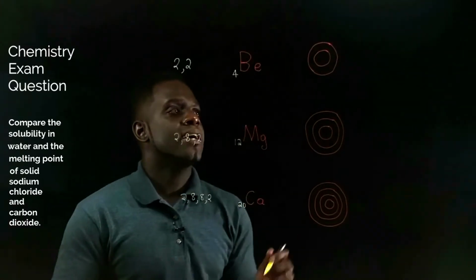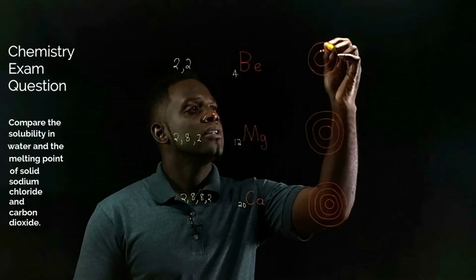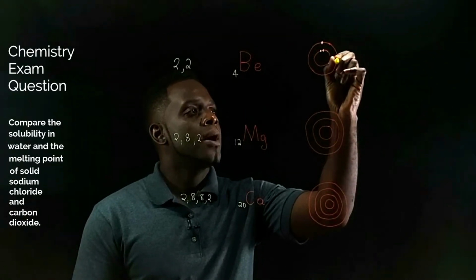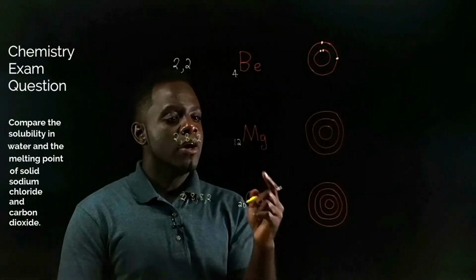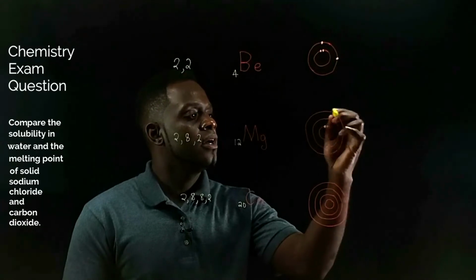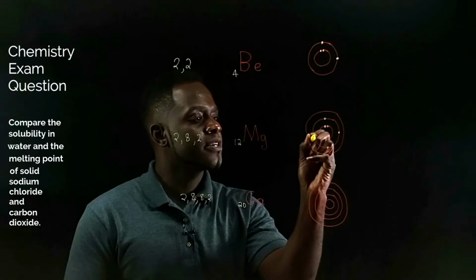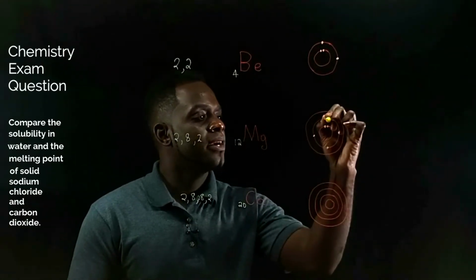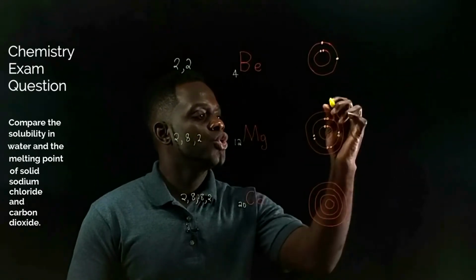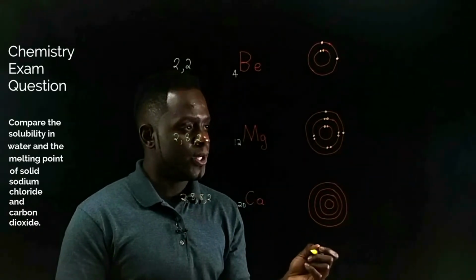So beryllium has 2 electrons on the first shell and 2 on the second. I'll put the electrons on the second shell apart, just like this. For magnesium, we'll have 2 on the first shell, then a total of 8 will go around one by one first, and then in pairs, and then 2 on the very last shell, the valence shell.